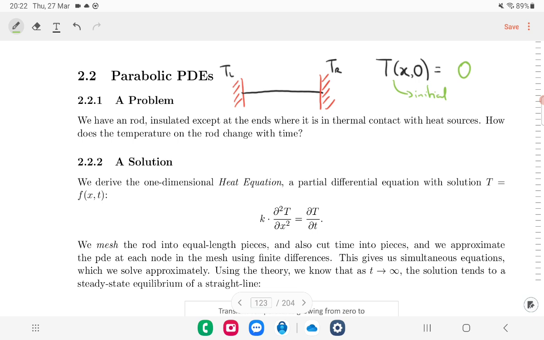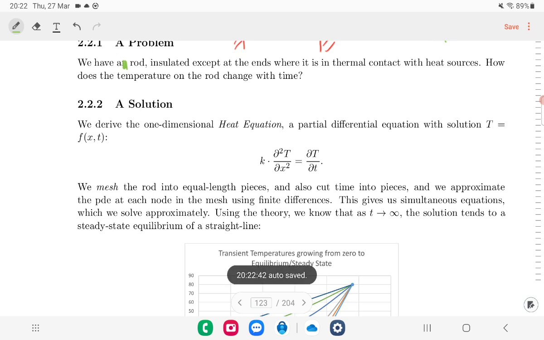So here we have a rod, insulated except at the ends where it is in thermal contact with heat sources. How does the temperature in the rod change with time? This is the question. So you derive a one-dimensional heat equation. We're going to do this. This part is theoretical background. In my opinion, it's probably good to go through it to help your understanding of thermal physics, but it won't be examinable.